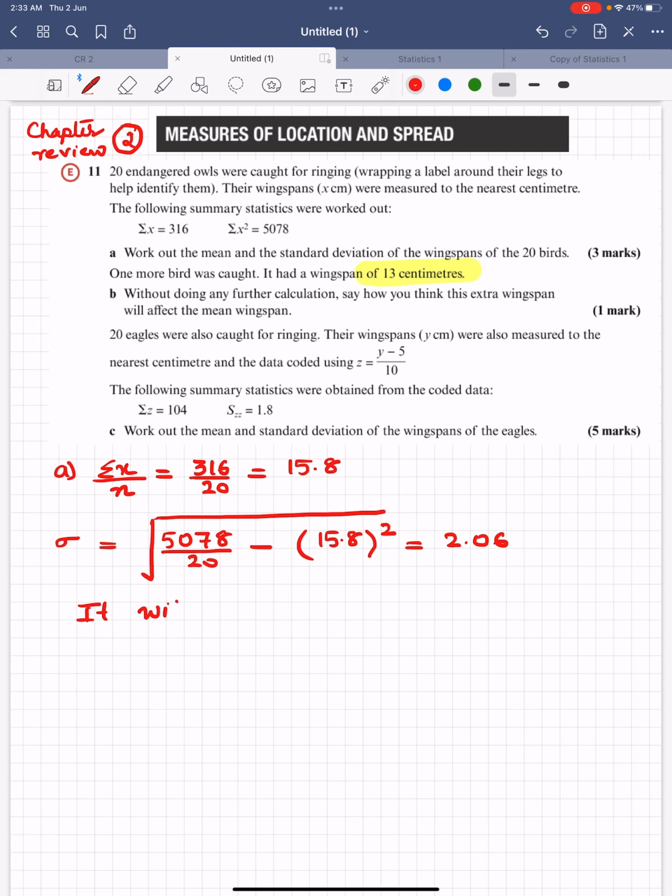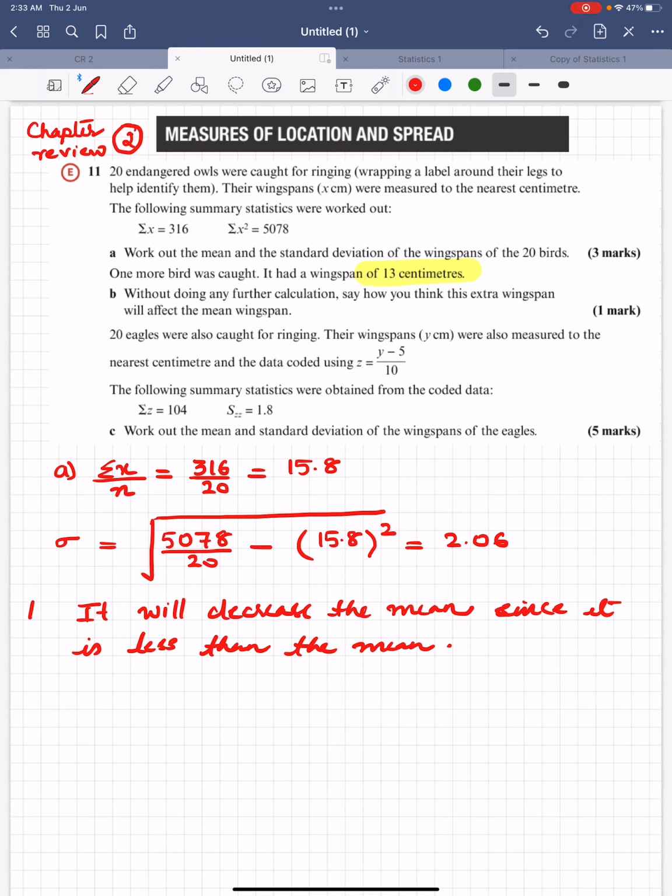It will decrease the mean since it is less than the mean. So that answers for part B.